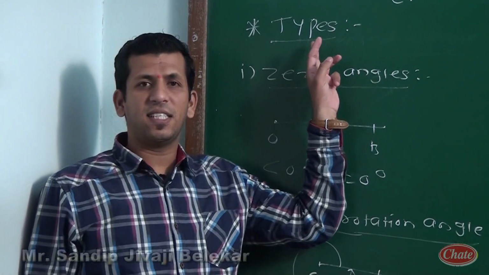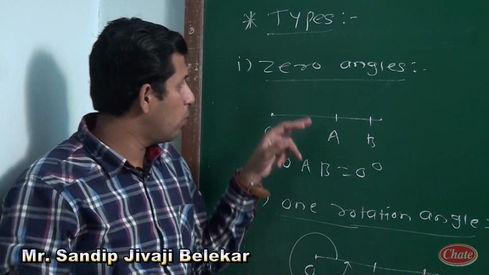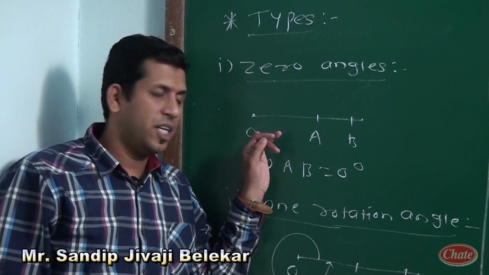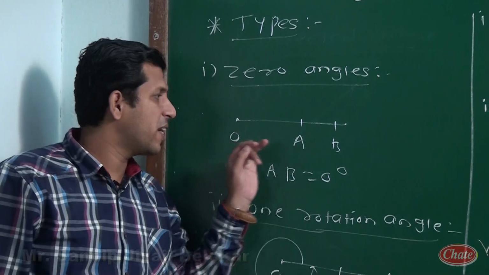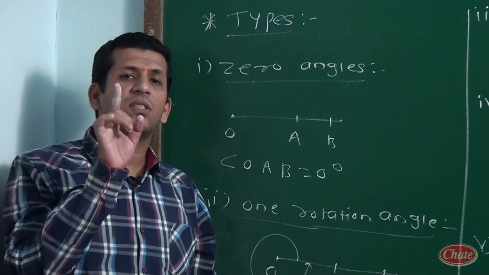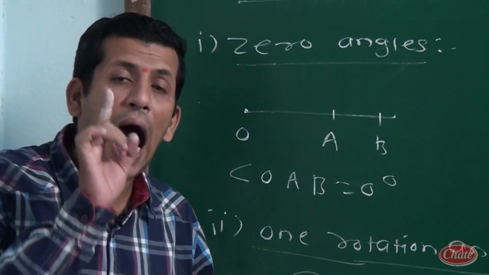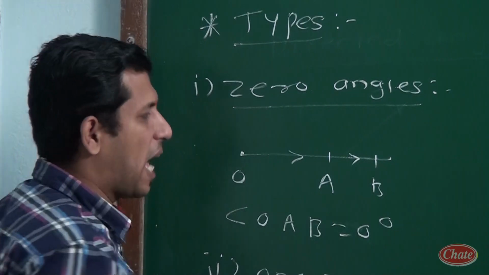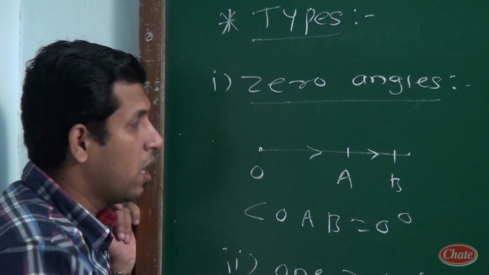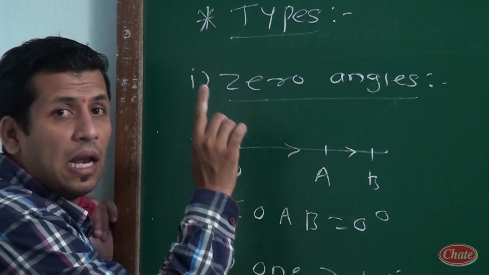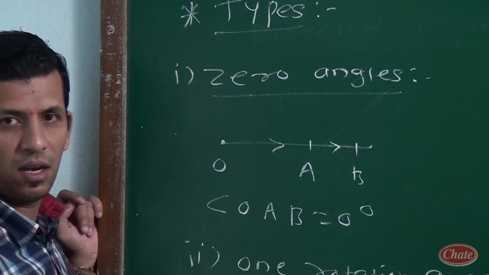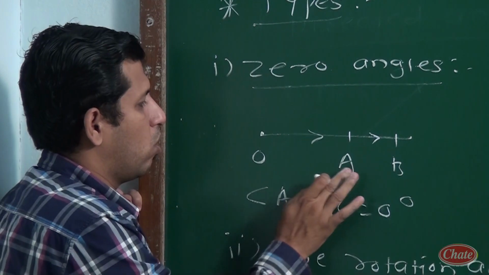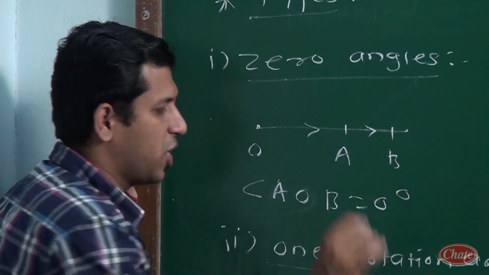Okay dear student, next is the types of the angle. Very first type, zero angle. What is the meaning of zero angle? The initial arm OA and final arm OB lie on the same line and in the same direction. See this direction, both the arms are in the same direction and on the same line; this is called zero angle. So angle AOB is called zero angle.